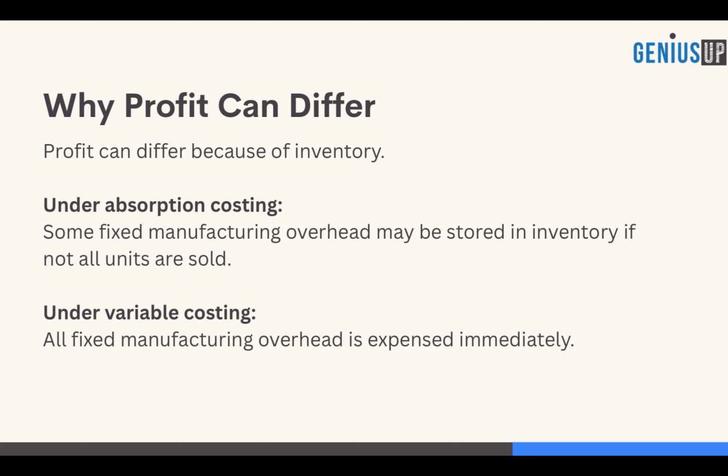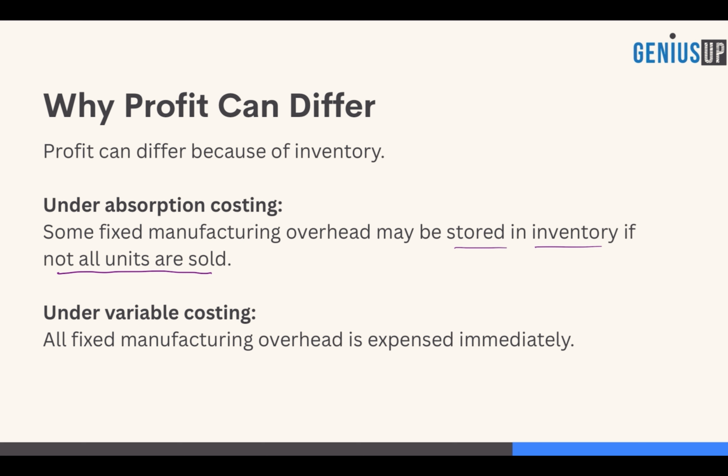So why can profit differ between the two methods, right? Profit can differ because of inventory. Under absorption costing, remember, the fixed manufacturing overheads are stored inside inventory, right? So if we don't sell all the units, some of these fixed manufacturing overheads will still be sitting under the units that were not sold and will not be expensed.